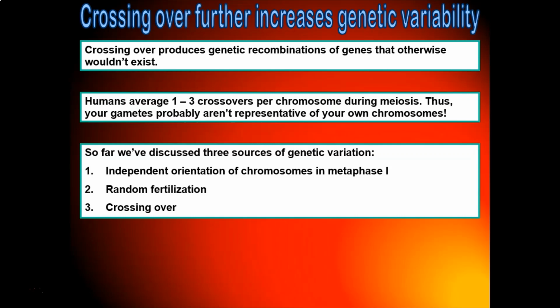So hopefully by this point, you feel pretty comfortable about 3 sources, besides mutations, of course, of genetic variation. Independent orientation, right? That's metaphase 1. Random fertilization is not really meiosis. That's when a random sperm and a random egg would come together, right? That's that 64 trillion chance there. And then crossing over, as you know. Okay, so here is a quick video on crossing over.